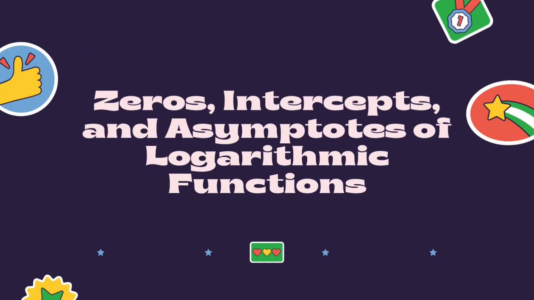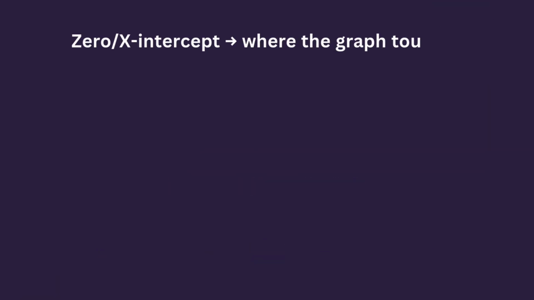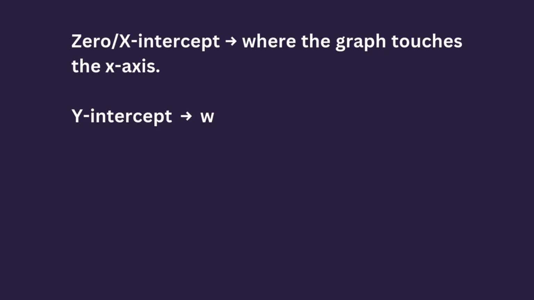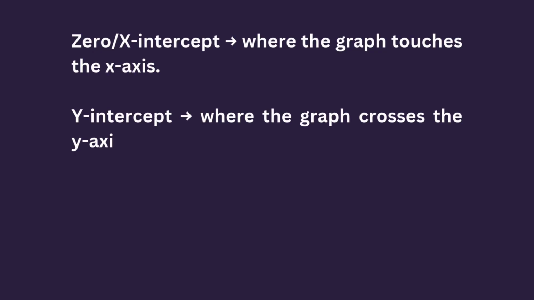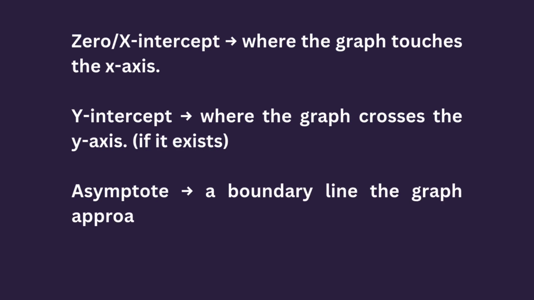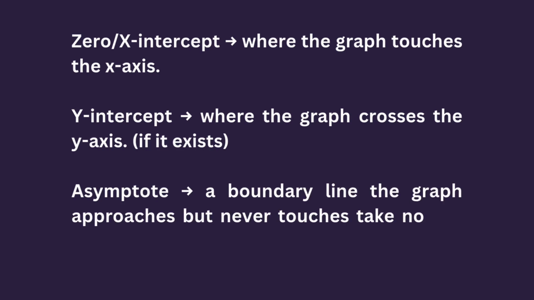Let's proceed to our first concept: zeros, intercepts, and asymptotes of logarithmic functions. Zero or x-intercept, where the graph touches the x-axis. Y-intercept, where the graph crosses the y-axis, if it exists. Asymptote, a boundary line the graph approaches but never touches. Take note, it is always vertical for logarithms.